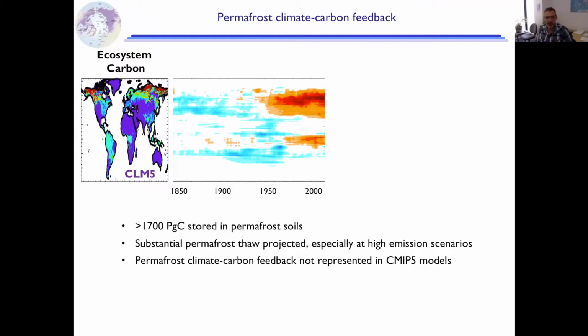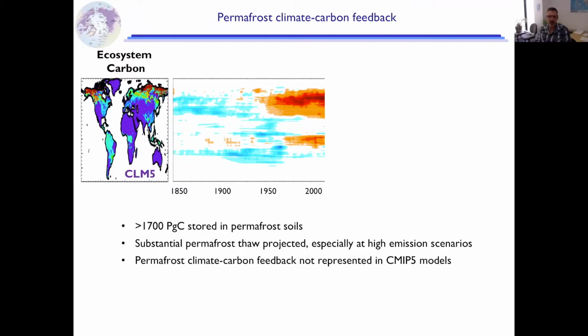CLM actually does have a representation, but I want to put this into the context of other carbon cycle processes happening in the Earth system model. So this is a zonal average. If you take the plot on the left, do a zonal average, and look at the change through time, back in the early part of the record, say the 1850s up to 1950, our model was projecting losses of carbon throughout the system.